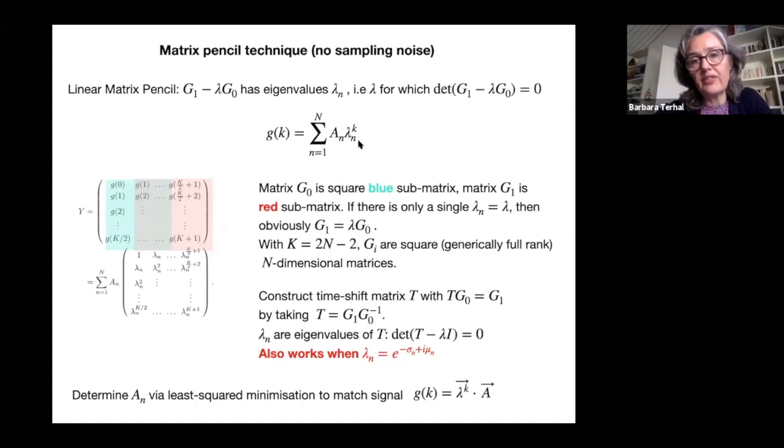Now, once you have the lambda n, can you determine the a_n? You can do that as follows. This looks like an inner product between the vector A and some vector I construct with the lambdas.